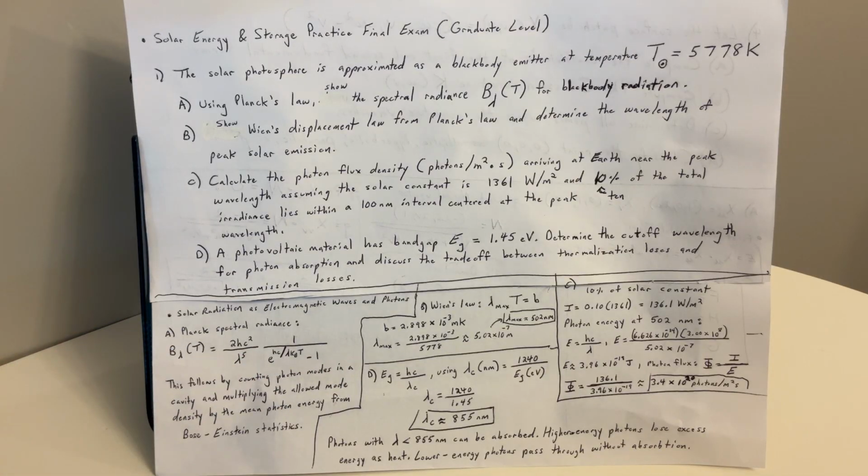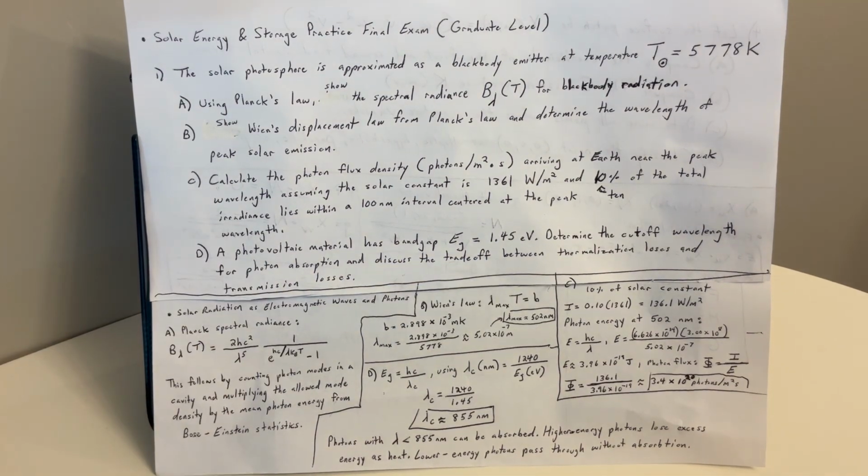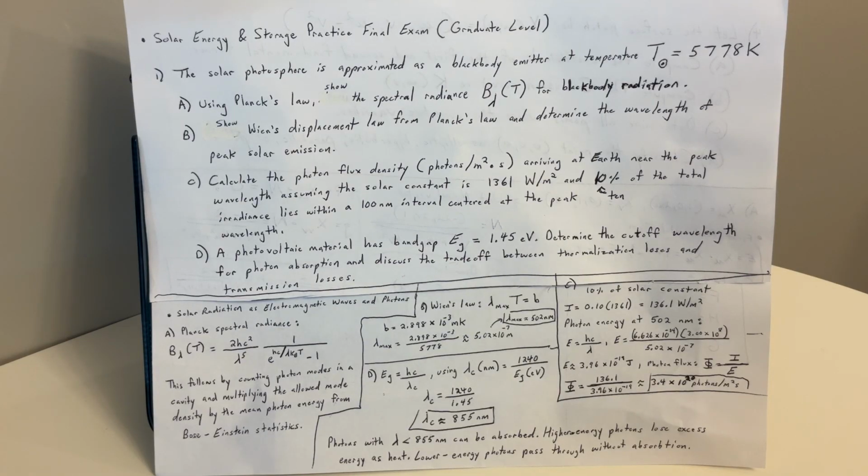Okay, so here, letter C, calculate the photon flux density arriving at Earth near the peak wavelength, assuming the solar constant is 1,361 and 10% of the total irradiance lies within a 100 nm interval centered at the peak wavelength. Okay, so for letter C, 10% of the solar constant, I equals 0.10 of 1,361, so that gives us 136.1, our photon energy at 502.